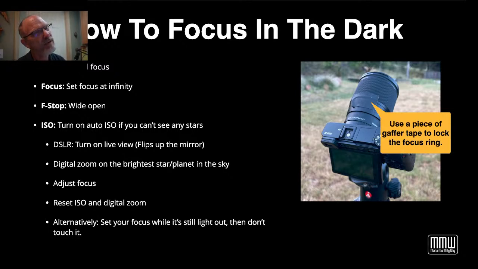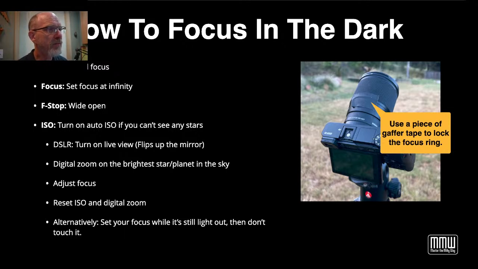But those lenses aren't very accurate at infinity. You might actually need to move it a few degrees left around that infinity mark to get perfect focus of the stars. So what you need to do is to make sure that your f-stop is wide open. And then for your ISO, you turn it to auto ISO, so it makes it as bright as possible, if you can't see any stars, that is.